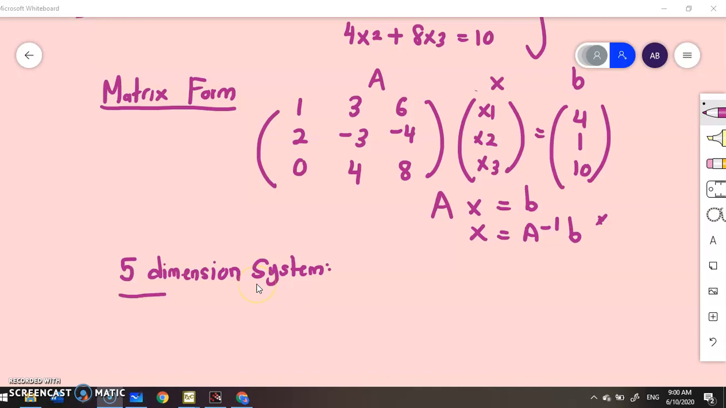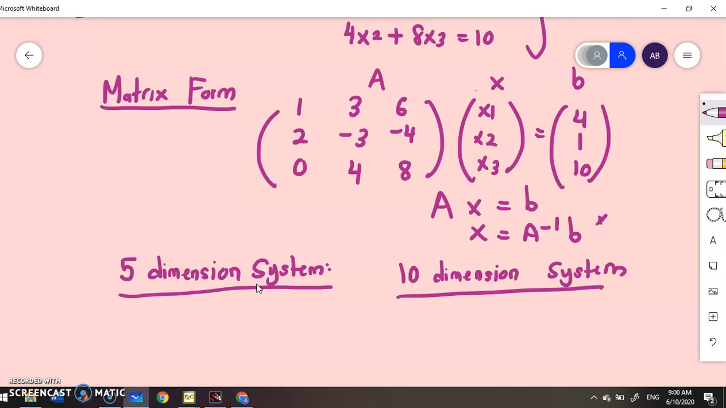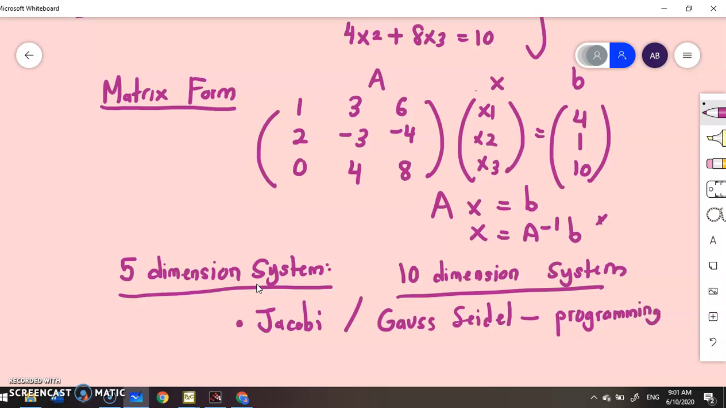Yeah, a 5-dimension system, how do you do it? What about a 10-dimension system? Things are getting complicated, right? So you need the help of numerical methods. There is a method to solve the system, and we call it Jacobi. It will be easier if we use programming to solve a big dimension system. That's what we're going to learn. You'll be learning it in chapter 2.